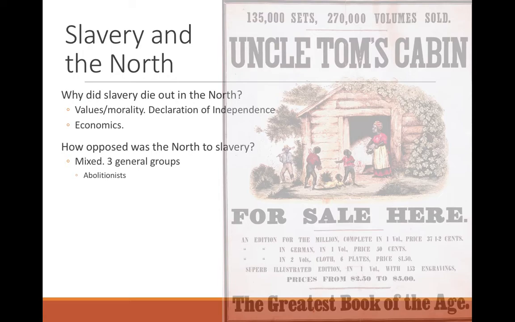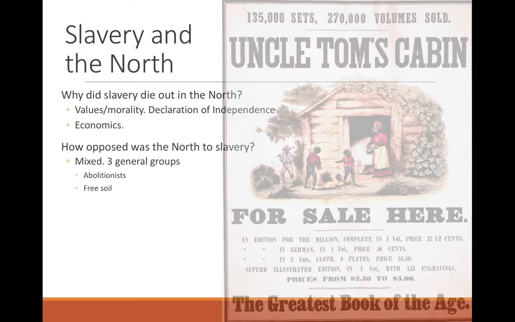Abraham Lincoln was not actually an abolitionist. I'll talk about him more in a moment. There were those who thought slavery, while wrong, should be restricted to the states that already had it. Those were called free soil people. They wanted any new states to be free of slavery. So that's where the term free soil comes from. And Lincoln would have fallen into that group.